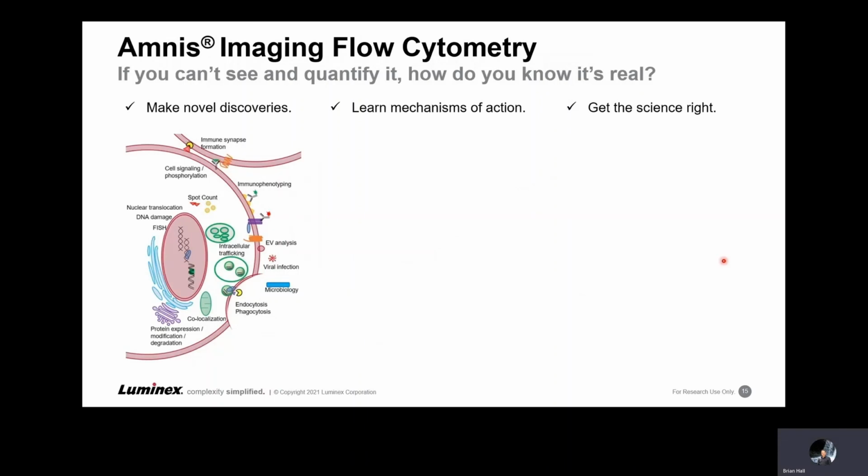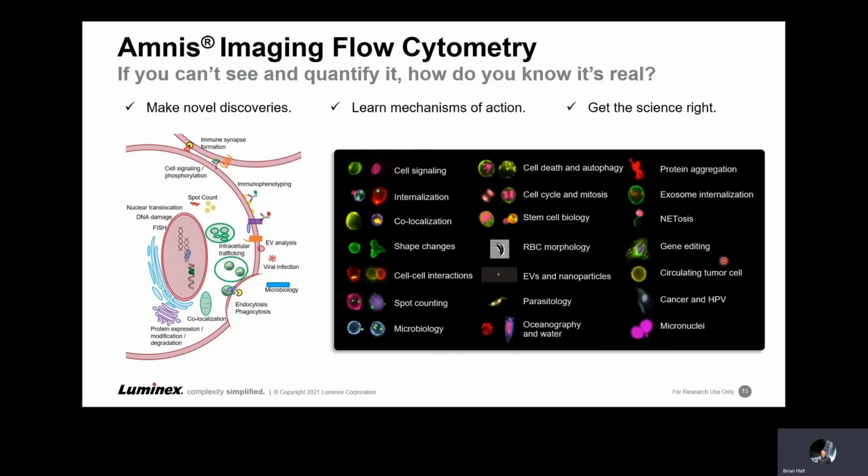So that is just a high-level overview of some of the applications using imaging flow cytometry. There's a diverse array of applications that you can use: cell signaling, internalization, cell-cell interaction, spot counting, looking at unique cell types such as parasites or ocean water, looking at rare cells, imaging circulating tumor cells or very rare cells that show up in your sample. So there are a lot of different types of applications for the ImageStream that help you make novel discoveries, learn the mechanism of action, and essentially get the science right.